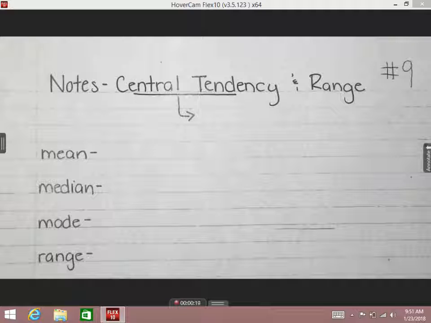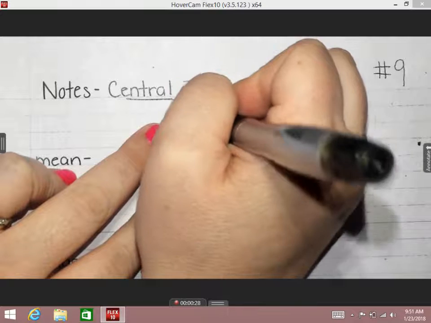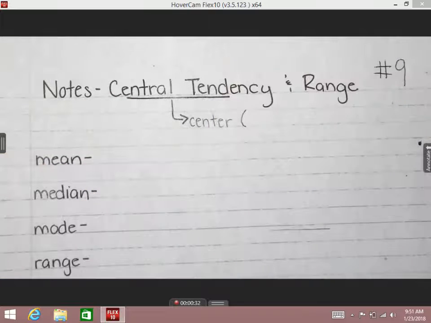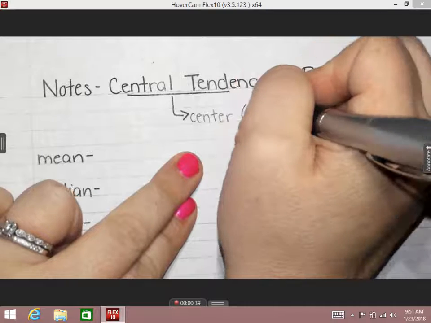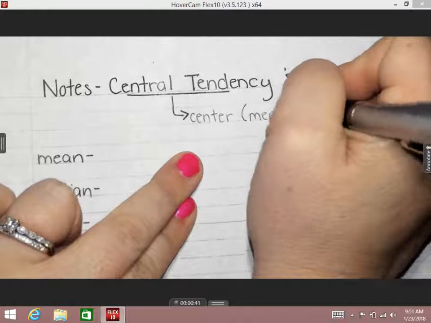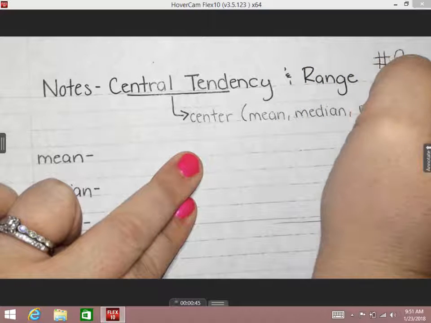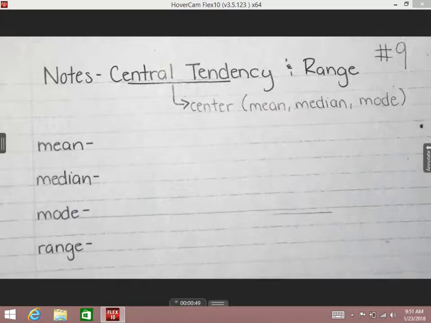So central tendency, the key word in there is central. What does the word central mean? The middle, the center. All right, so guys, when we're talking about the center of a data set, there are three different ways that we can find the center. And those are called the mean, the median, and the mode. The mean, the median, and the mode.